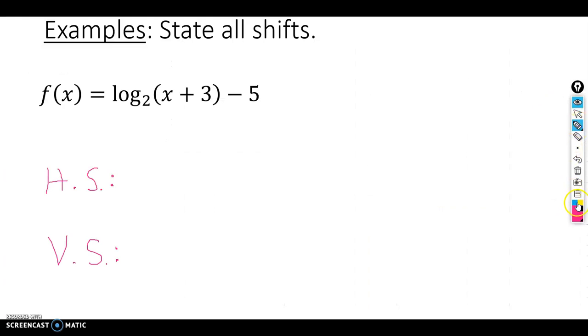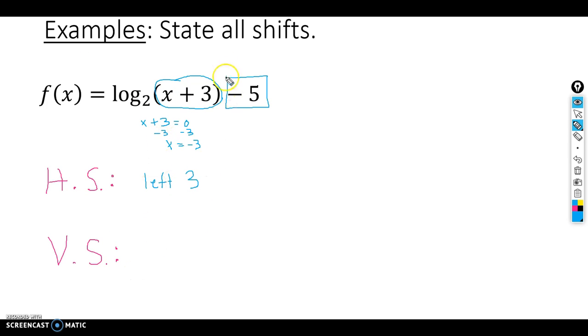So let's go ahead and work through these examples. The first thing I'm going to do is identify the shifts. This is the horizontal shift. This is the vertical shift. If I want to find my horizontal shift, I'm going to set x plus 3, which is the argument of the log, equal to 0. Solve for x, so I subtract 3 from both sides, and I'm left with x equals negative 3. So for our horizontal shifts, I know that negative means left, so my shift will be to the left 3.